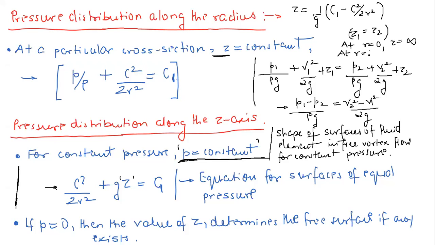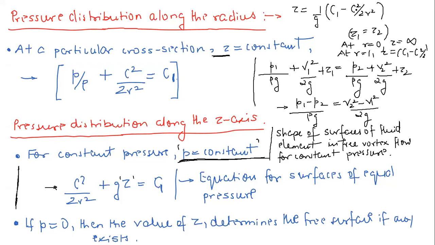Then let's say R is equal to 1. So Z is equal to some value. Here it will get some value, let's say 1 by G, then it will be something, let's say C1 minus C square by 2. Then let's say R is equal to 2. So when you put R equal to 2, this will become 4, so it will be C1 minus C square by 4.